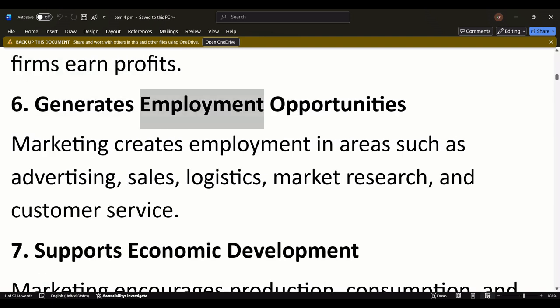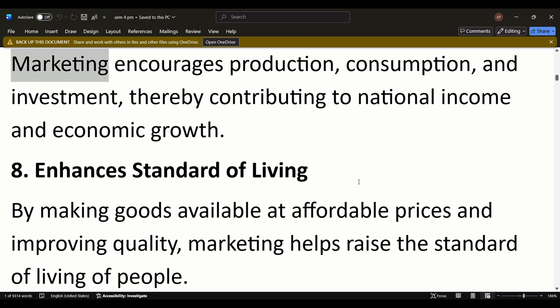6. Generates employment opportunities. Marketing creates employment in areas such as advertising, sales, logistics, market research, and customer service. 7. Supports economic development. Marketing encourages production, consumption, and investment, thereby contributing to national income and economic growth.